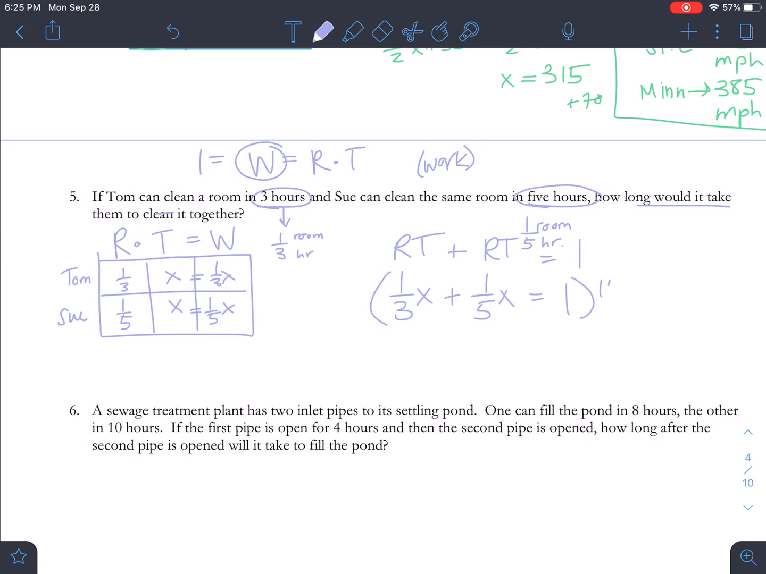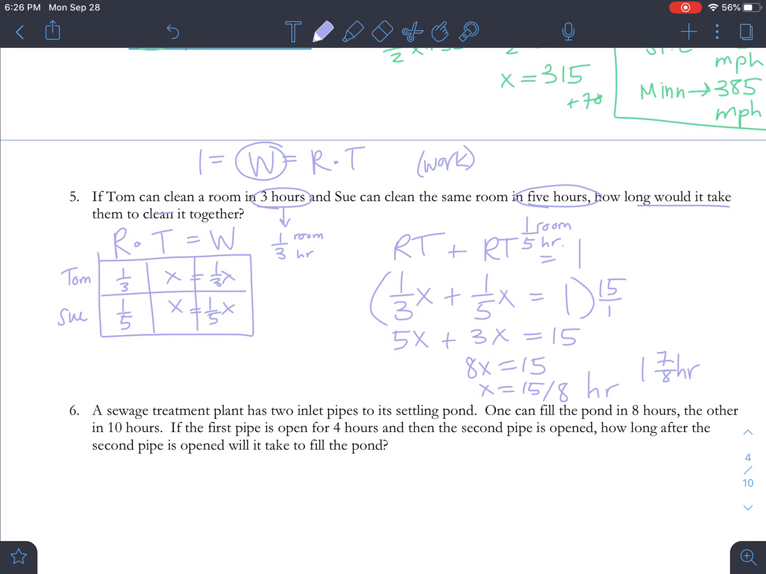So we can multiply by 15 over 1 to get rid of those denominators. 5x plus 3x is equal to 15. Okay, and that gives us 8x is equal to 15, which is x equals 15/8. X represents our time here. So it would take them 15/8 of an hour, or it's the same as 1 7/8 hour. And this makes sense to us because now it's a lot faster than them working alone. Them working together should be quicker. So 15/8 hour is your final answer. That would be how long it takes them to work together.